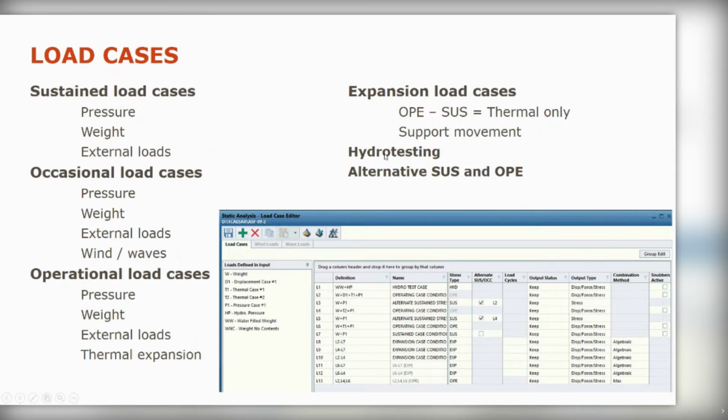You separately may need to consider hydro testing, especially for, say, pipes which normally carry light fluids. And you may need to consider alternative sustained and operational. So what the alternative sustained operational does is look at your sustained load case, but you apply the thermal temperature, the pipe may move, and it may mean that it will rise off its support. So one of the supports that you think is there is no longer touching the pipe, it's not doing anything, and therefore your moments due to self-weight will be higher because you now applied heat to the pipe. So that's what those load cases deal with.